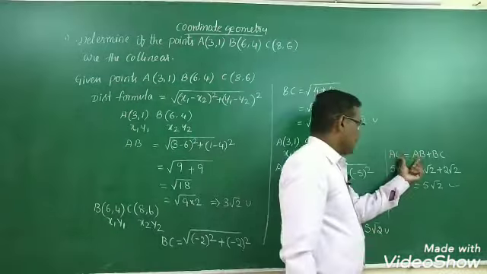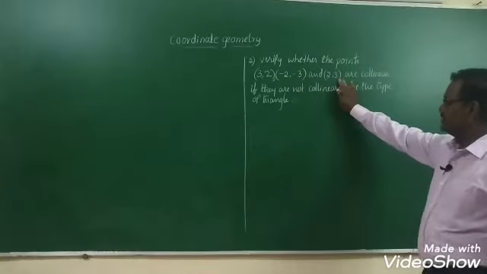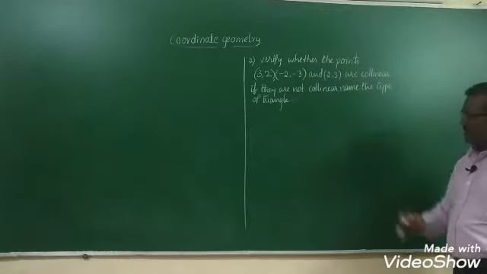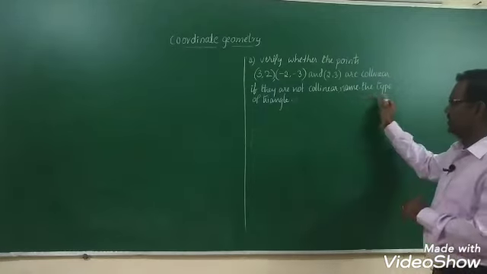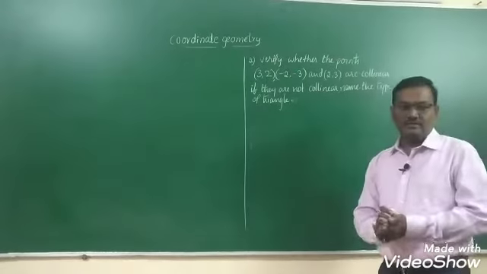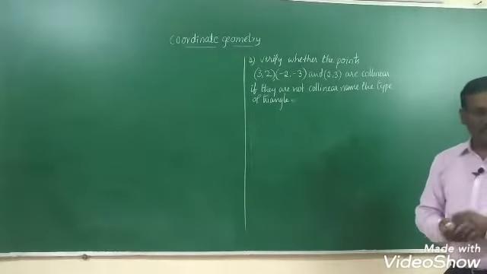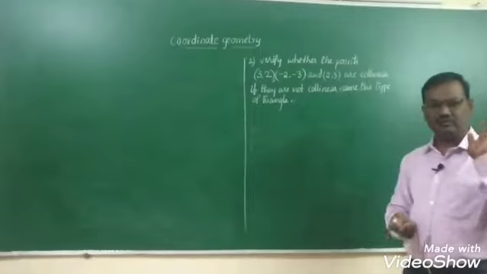Now one more problem we have. Verify whether the points (3, 2), (-2, -3) and (2, 3) are collinear. If they are not collinear, name the type of triangle. So we know that when you take 3 points, either they may be collinear or they may be non-collinear.